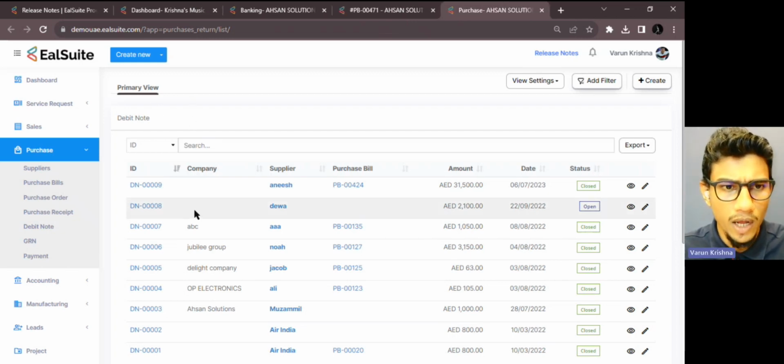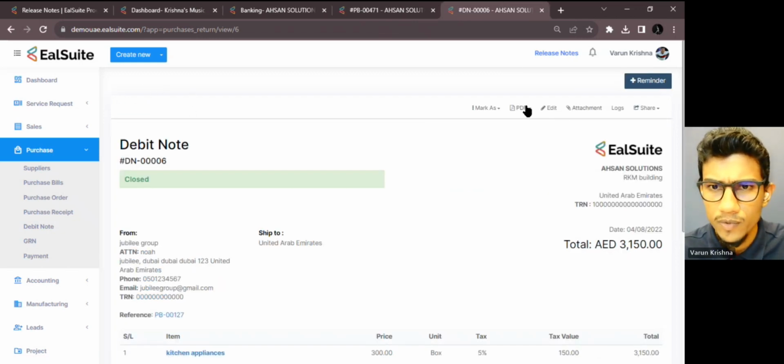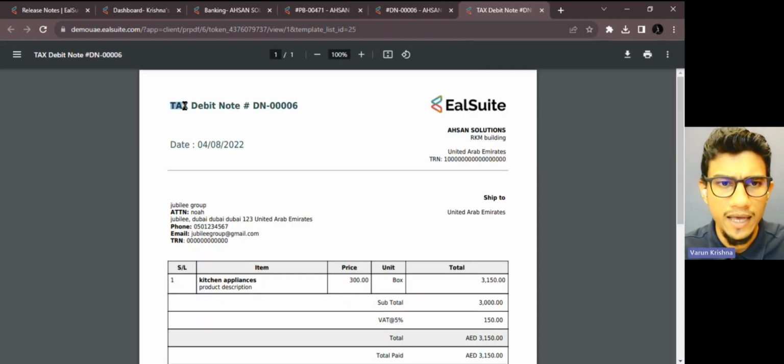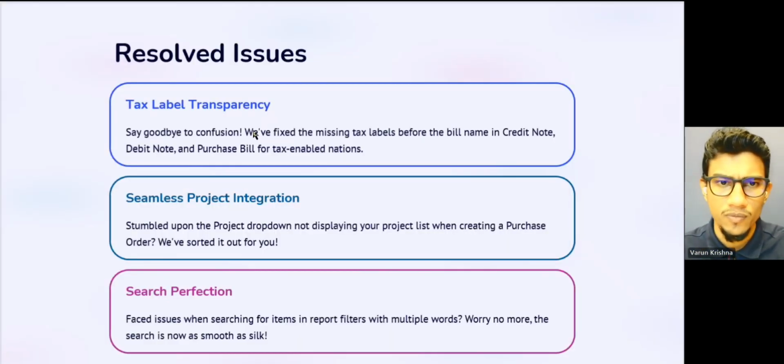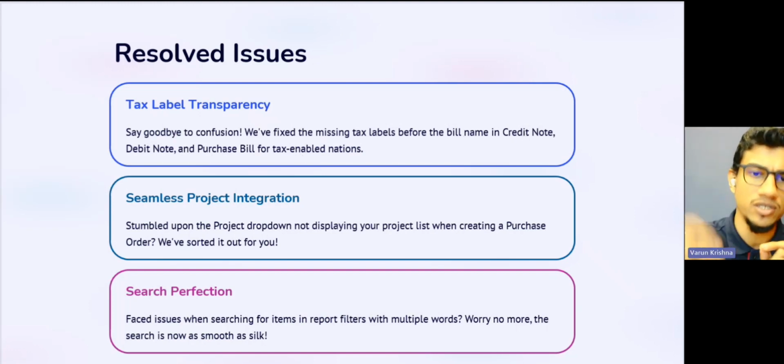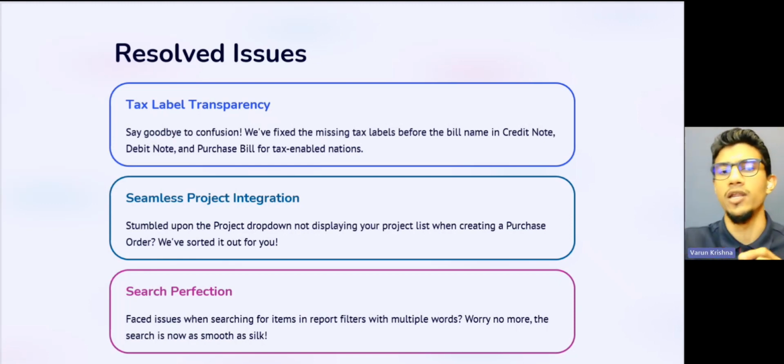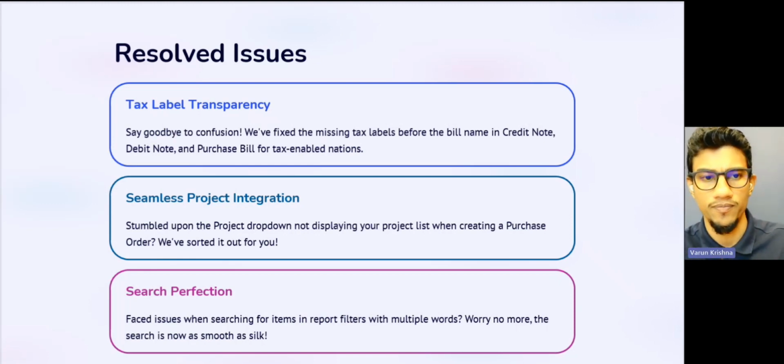Now, here under the debit note, under view PDF, yes, tax debit note. So the tax portion: we fixed the missing tax label before the bill names, credit note, debit note, and purchase bill. So everything is tax enabled for tax enabled nations. So that is really important.